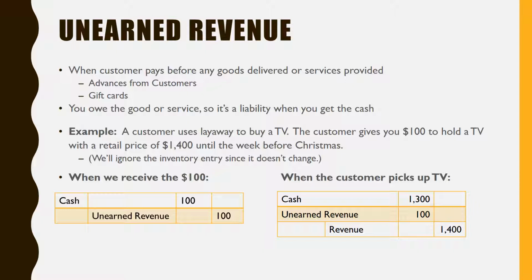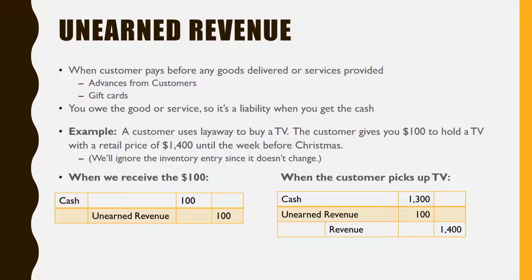Another time you have unearned revenue is when you sell a gift card. So when McDonald's sells you that gift card, they recognize unearned revenue because they owe you a Big Mac, and whenever you come in, they'll have to give that to you for free because you've already paid for it. So it's a liability when you get the cash. You'll recognize the revenue when you provide the service.